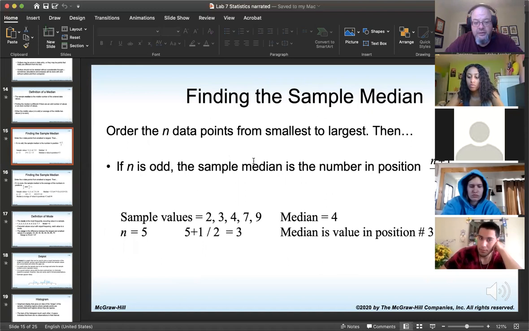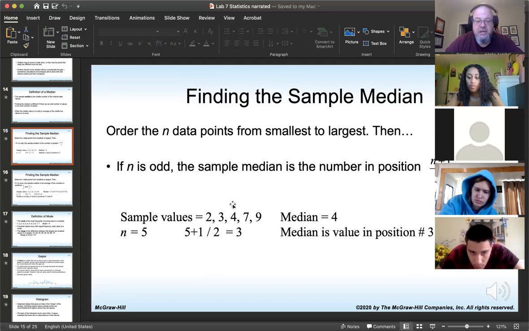So if n is odd, down here we've got 5 data sets. We've got an odd number of values, and in this case the median would be 4. And how you calculate that is, again, the n, the number we have of values, add 1 to that to make that even, divide that by 2, and that number 3, that's the third position. So that number in the third position, which in this case is number 4, that's your median. Okay, when you have an odd number of values.